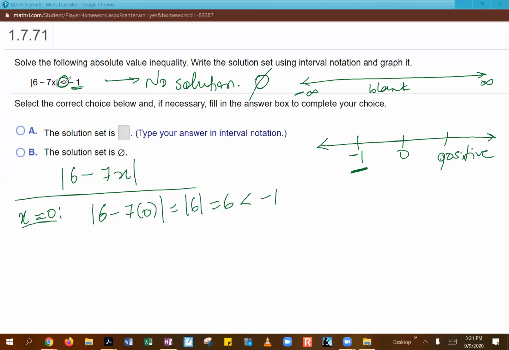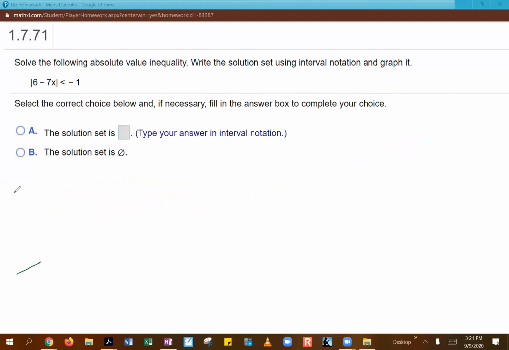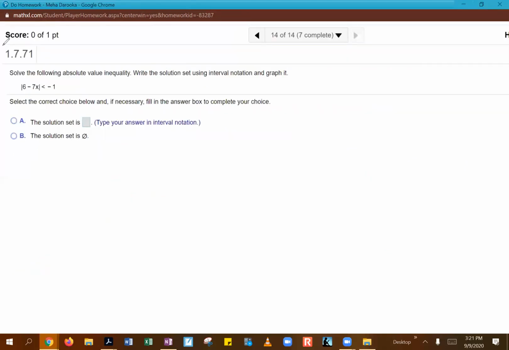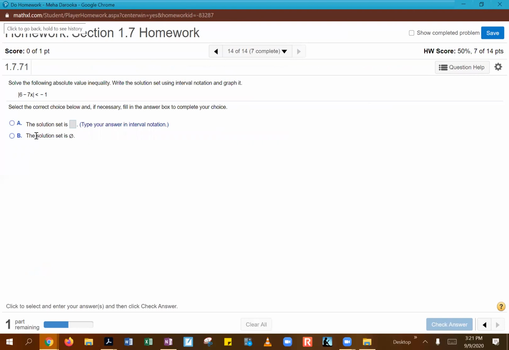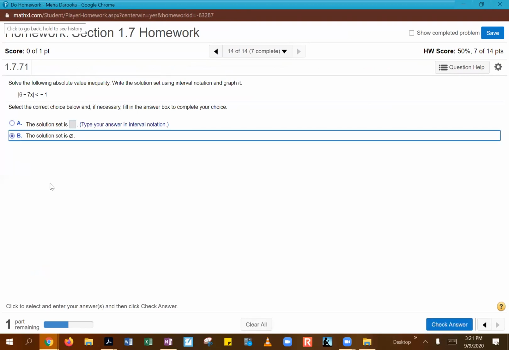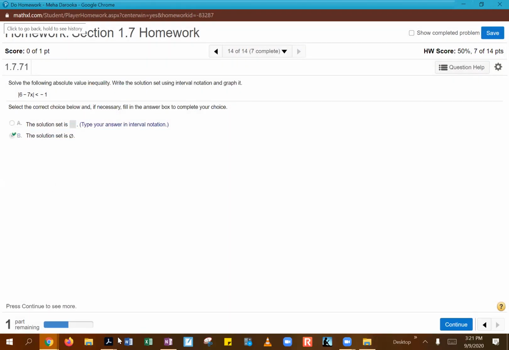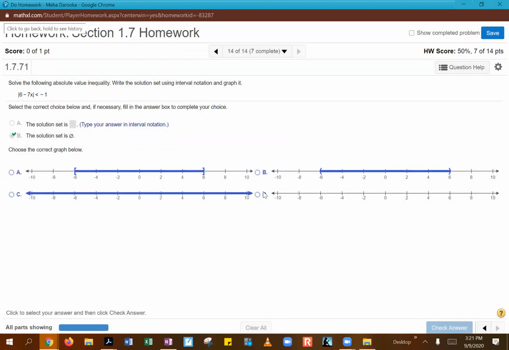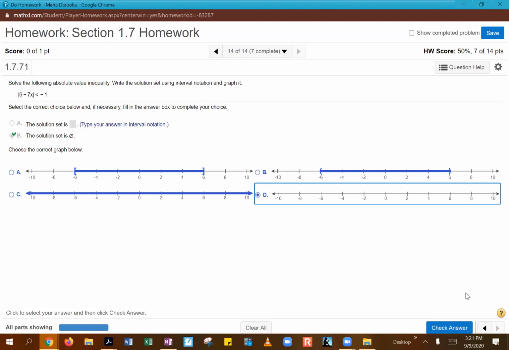And this is, of course, because you have a less than symbol in your inequality instead of a greater than, like you did in the previous example. So let's go ahead and type our answers in. So that would be empty set. And then click on continue. And of course, you're going with a blank line. So that's option D.